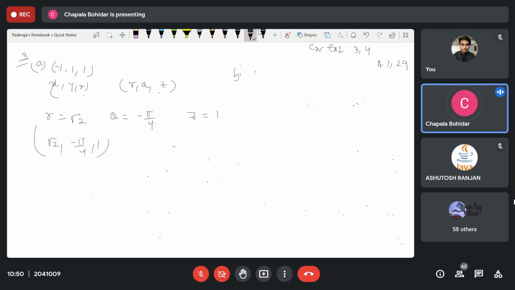Part B, quick. Part B is given as (-2, 2 root 3, 3). Do it.